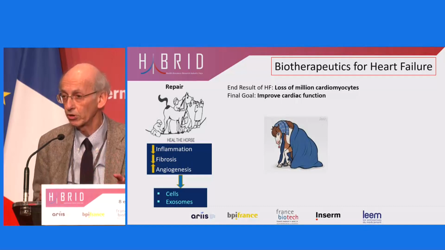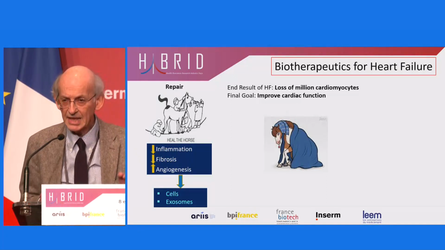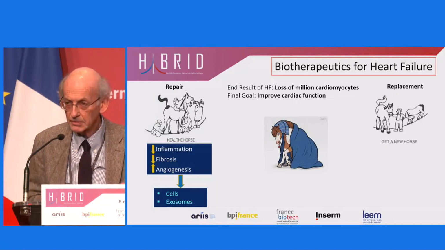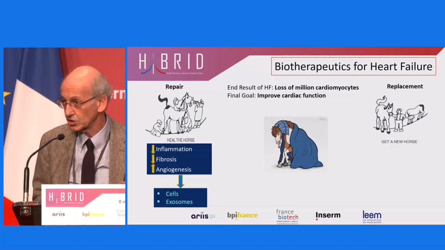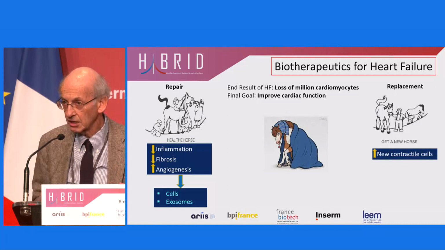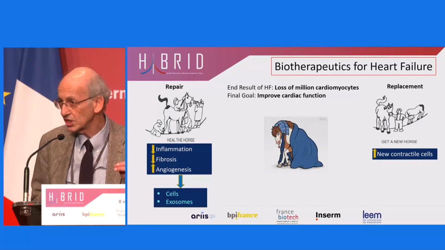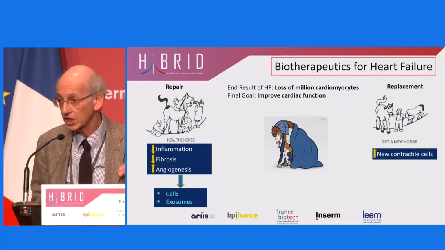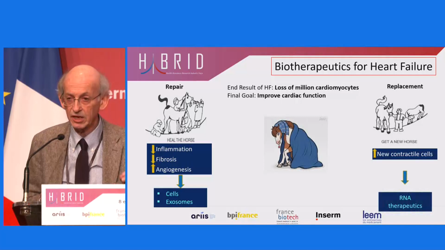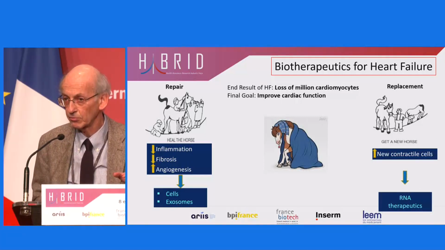Exosomes is a poor word. We should talk about extracellular vesicles at large, not to say secretome. Now, the second option is to replace the animal, which transposed to the failing heart means triggering the generation of new cardiomyocytes. And this is the only definition for regeneration. And it is in this context that RNA therapeutics can find their place.